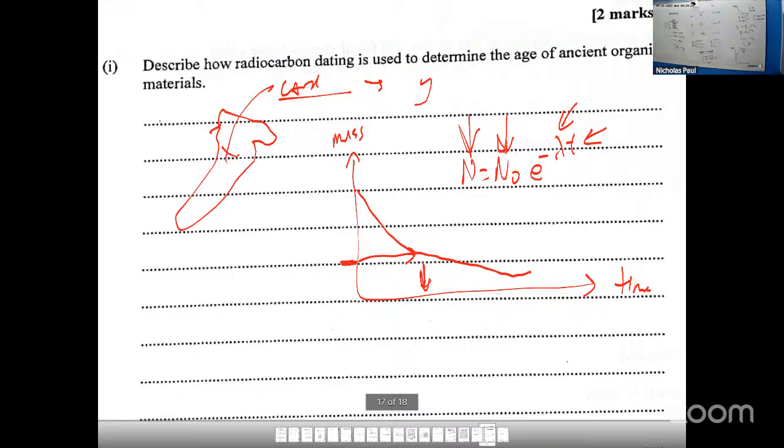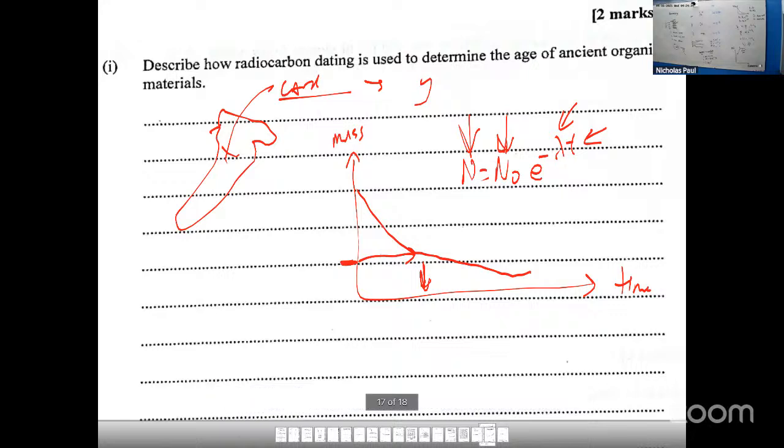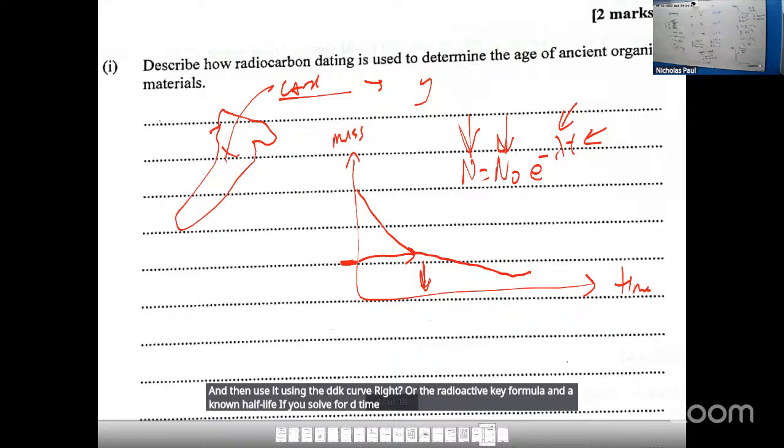So the first step is to find the amount of carbon present in the sample. Then using the decay curve, or the radioactive decay formula, and the known half-life, you can solve for the time or the age of the sample.